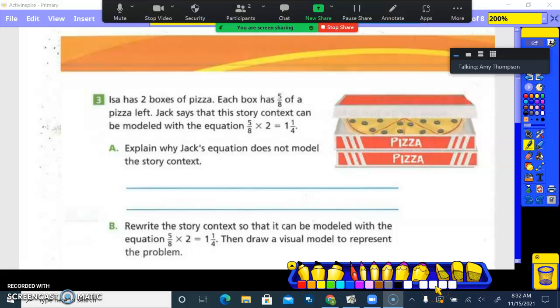Number 3, Isa has 2 boxes of pizza. Each box has 5/8 of a pizza left. Jack says that this story context can be modeled with the equation 5/8 times 2 equals 1 and 1/4. Explain why Jack's equation does not model the story's context.